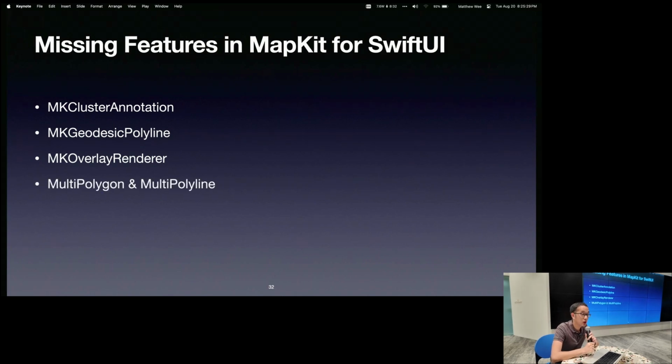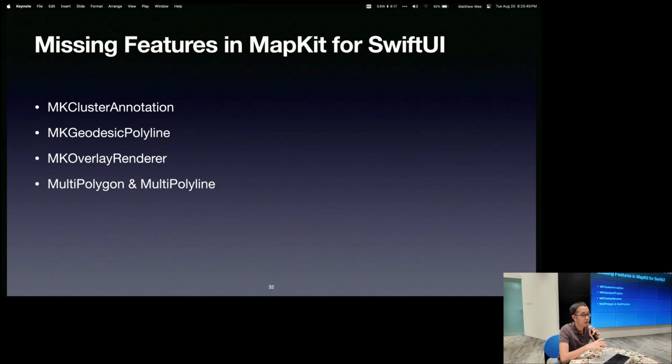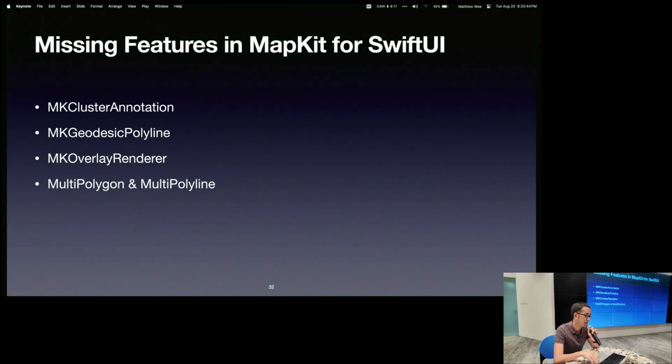Another thing is multi-polygon and multi-polyline. If you want to draw, for example, the area of a building, and you have multiple buildings that you want to group together, in SwiftUI you have to keep all of them separate, but in UIKit you can combine them together for more efficiency. You can't do that in SwiftUI.